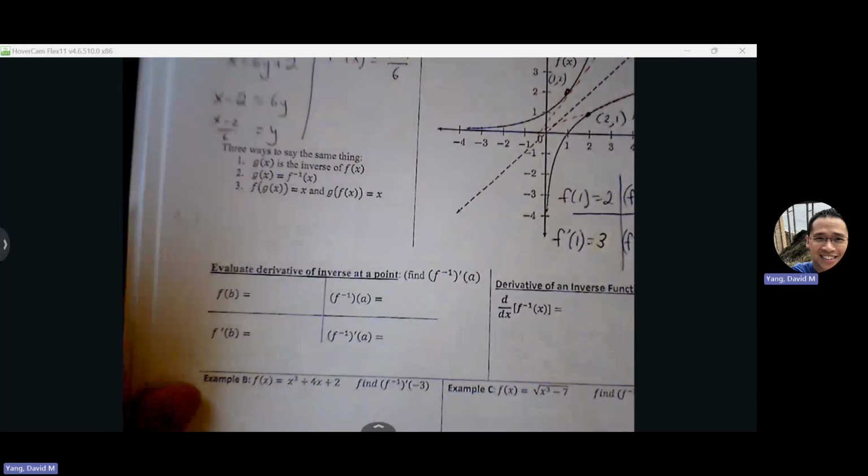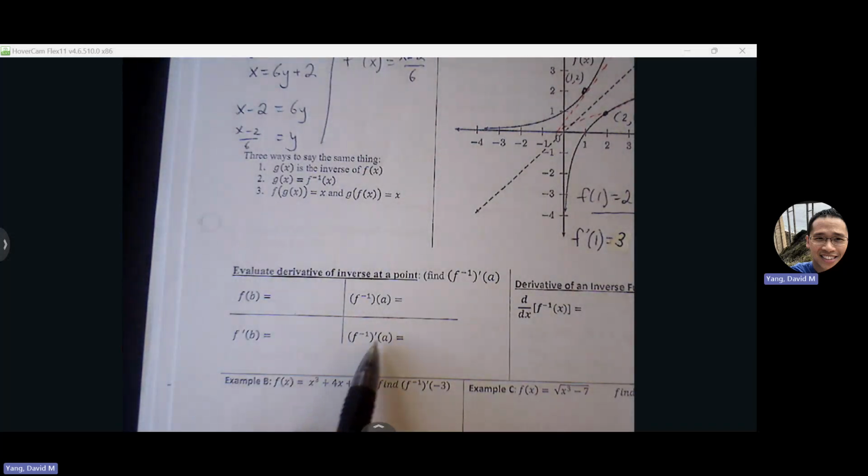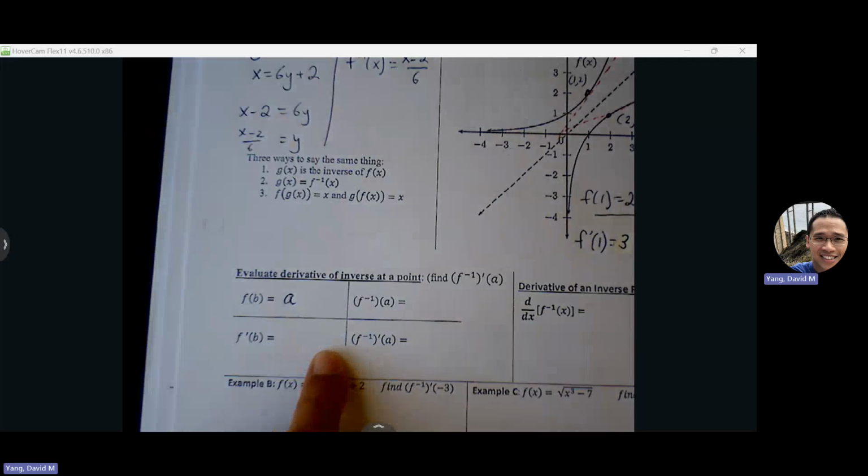Right. So this is the notation of what we're going to be finding. The problem is always going to ask us to find the derivative of the inverse at a point. And we know that that point, that x value they provide us, is really the y value of the original function. So there's going to be a mismatch of information to start with.